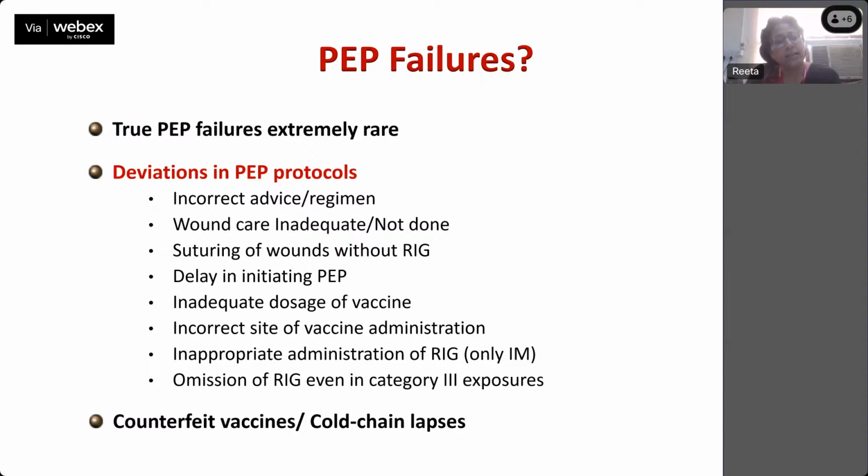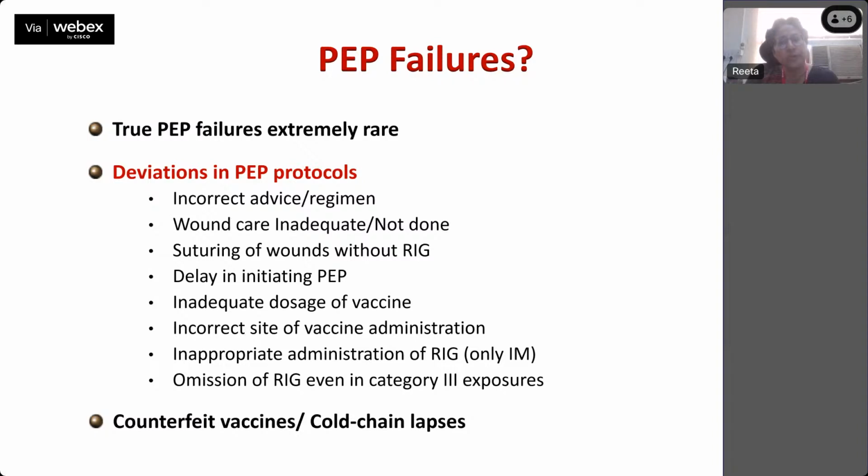You may ask, after giving timely and adequate post-exposure prophylaxis, can a person still develop rabies? So the answer is that in almost 100% of the patients, if timely, appropriate, and adequate post-exposure prophylaxis is given, very rarely the patient will develop rabies. So true PEP failures are extremely rare. The only few cases of true PEP failure we see is especially in children or adults with multiple bites, deep bites on highly innervated areas like the face, the neck, the scalp, fingers, and so on.